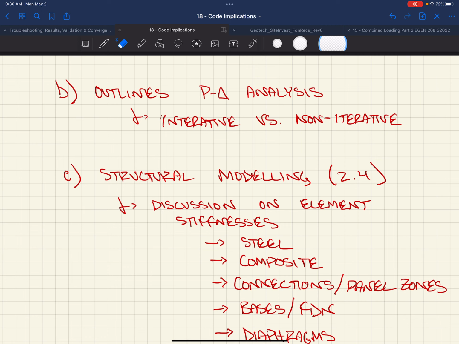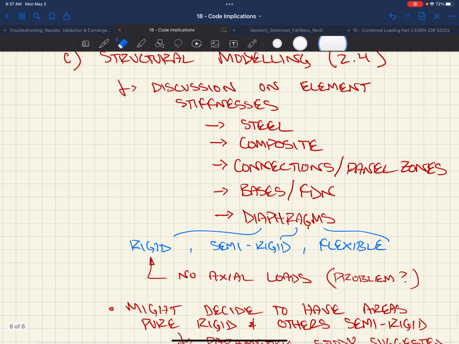I got street credit, all right? I'm bringing in my codes. Structural modeling, okay? They talk about element stiffnesses, whether it's steel, if it's composite with concrete. There's some lateral systems that allow you to, say, take a wide flange steel column, you weld a bunch of steel rivets to the side of it, and essentially encase it in concrete, and then you get this overall composite member, right? They talk about connections in panel zones.